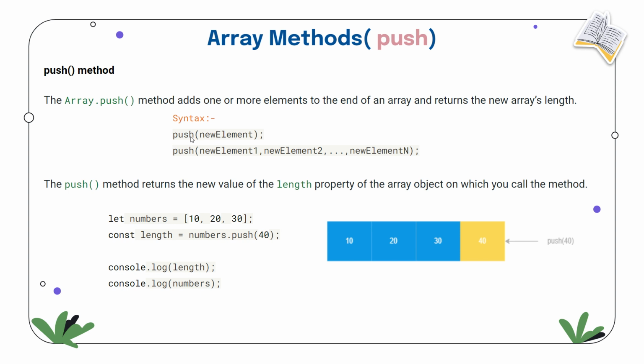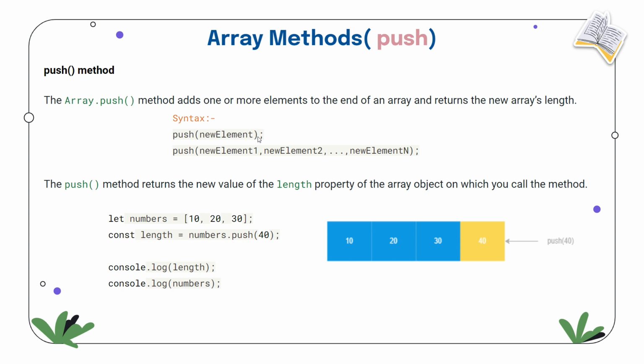So push can either insert one element or insert multiple elements using comma separation. See here, only 40 is inserted, so only one. If I have to insert two elements at a time, I can just write 40 comma 50. That time two elements will be inserted at the last. So the push method will always insert the element inside the array from the last. You have to understand these things, because you will learn so many methods, but if you don't understand which method works how, it will be difficult for you later.